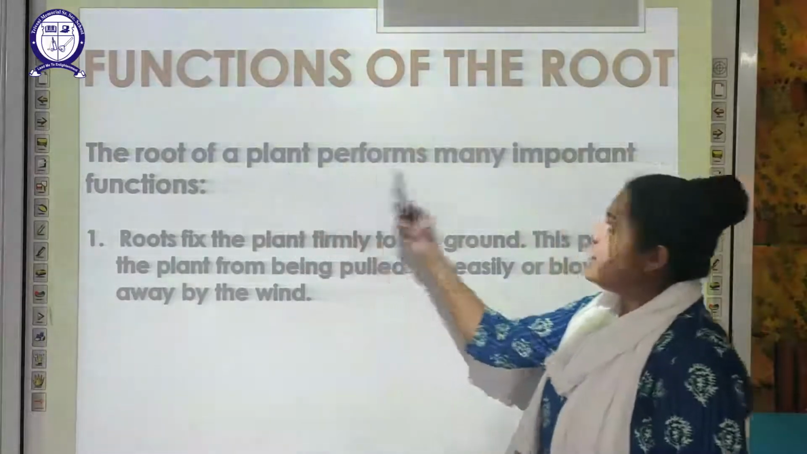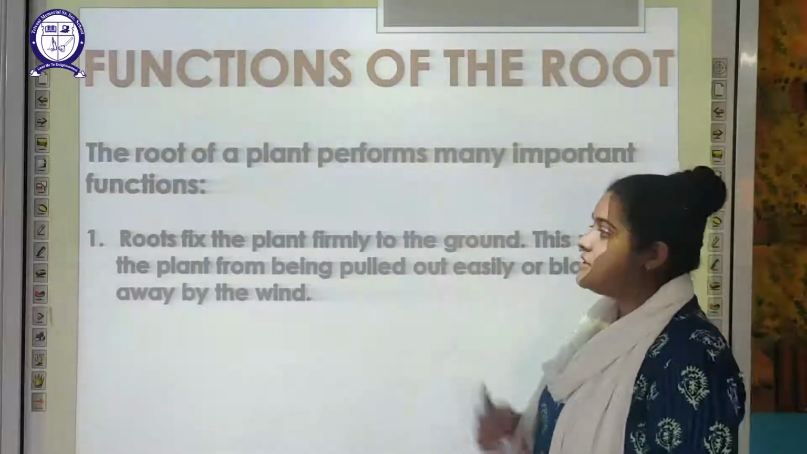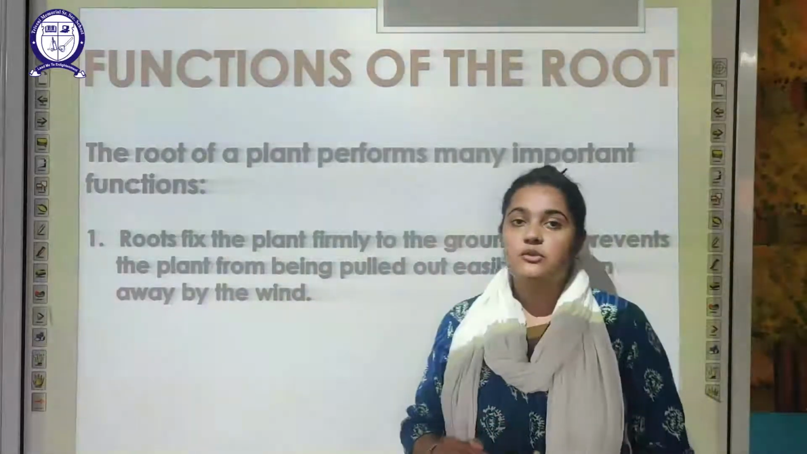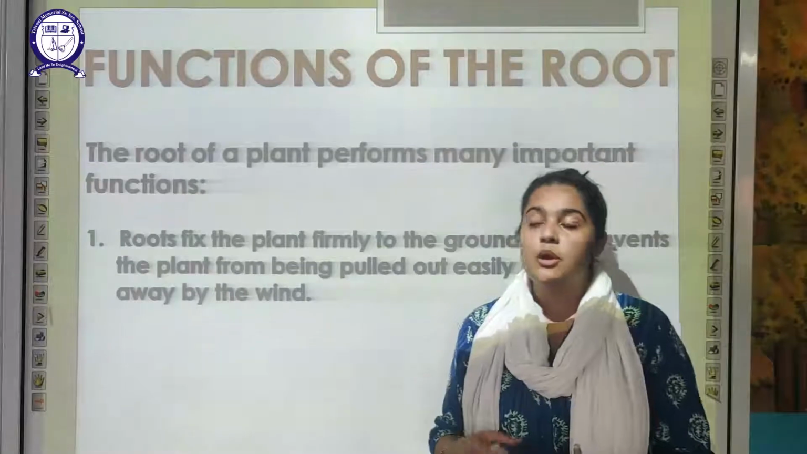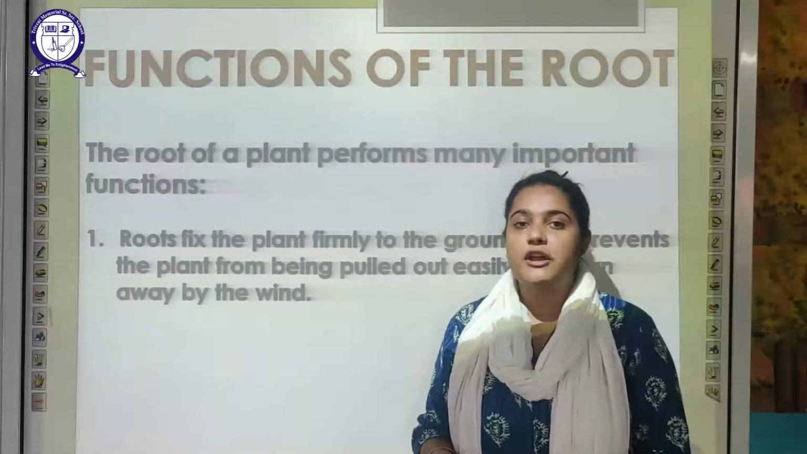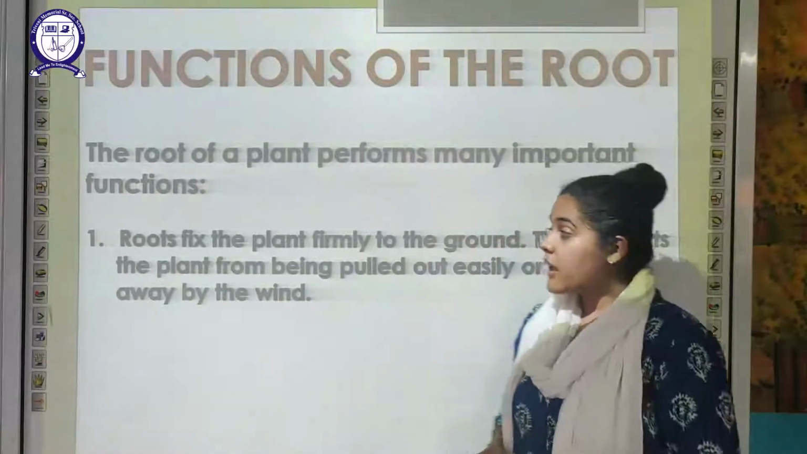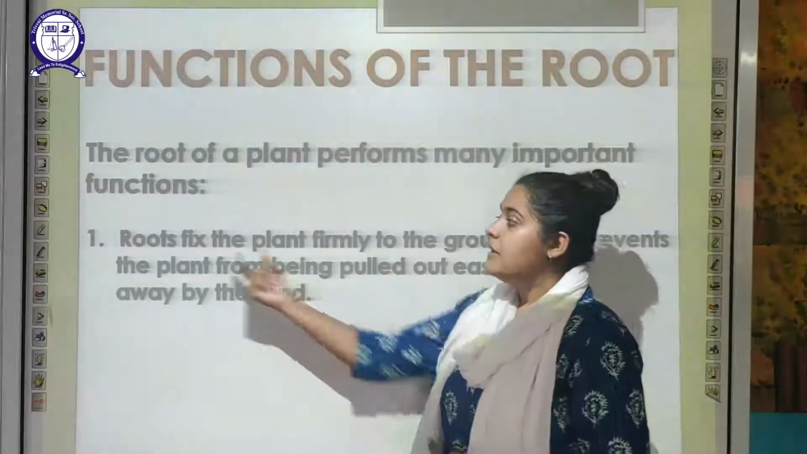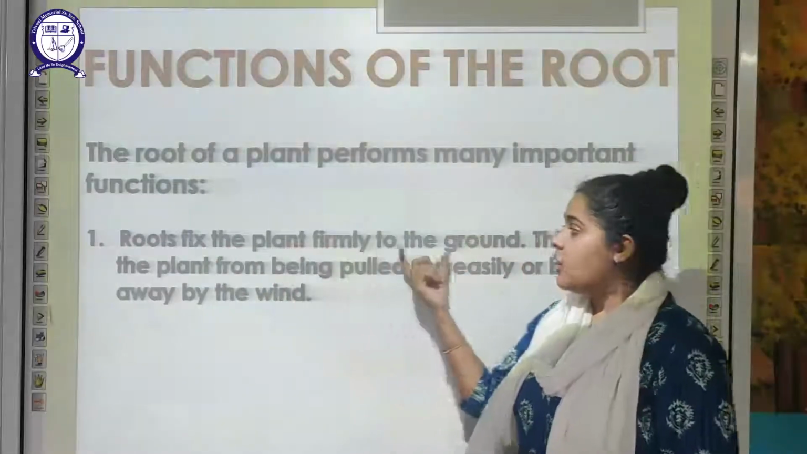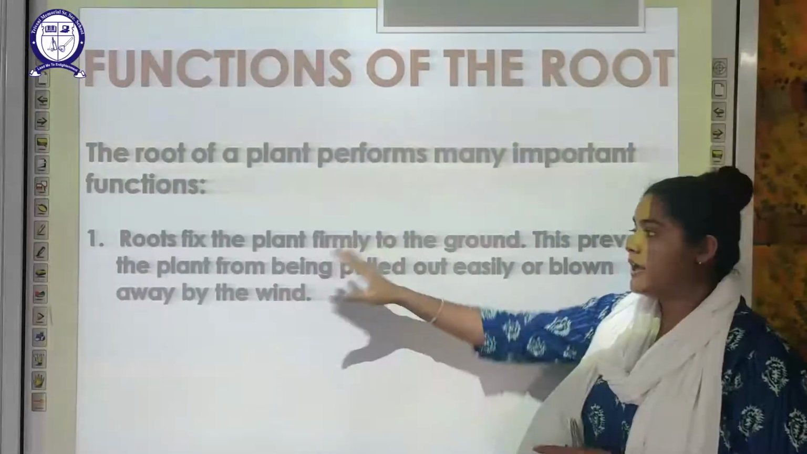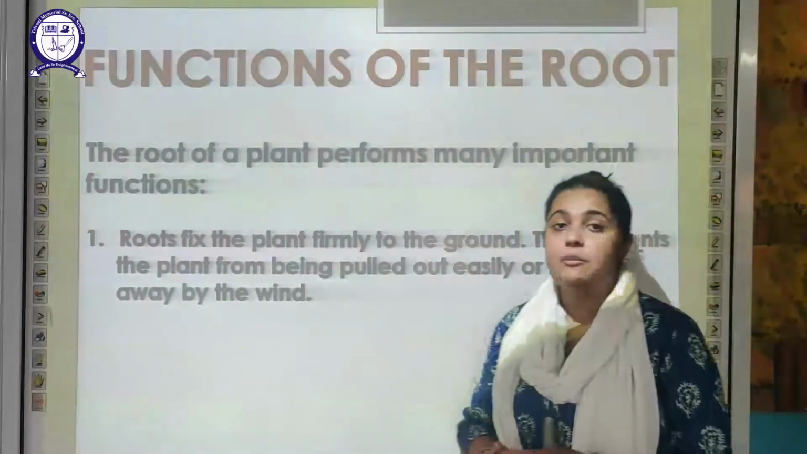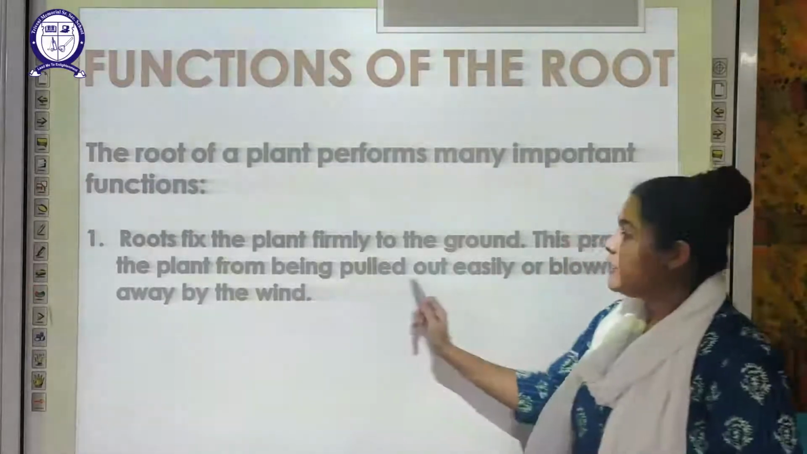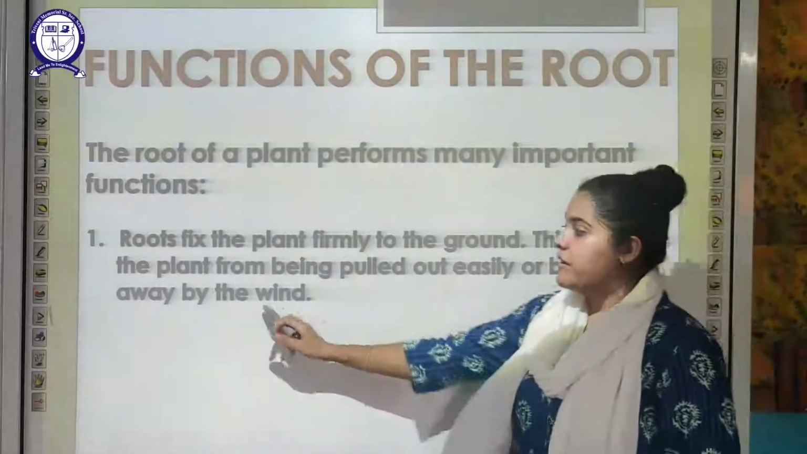The roots of a plant perform many important functions. The first one is that the roots fix the plant firmly to the ground. As you are aware, students, humans and animals can move from one place to another because we have legs. But have you seen any plant moving from one place to another by itself? No, because they are fixed firmly to the ground with the help of their roots. This prevents the plant from being pulled out easily or blown away by the wind.